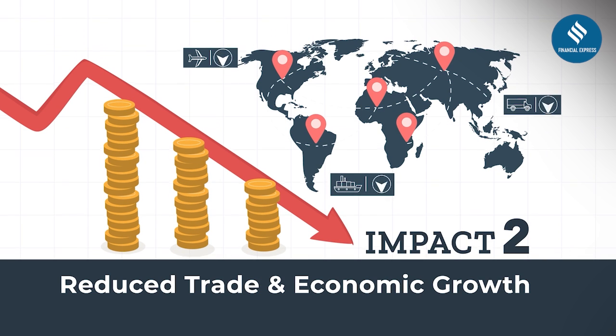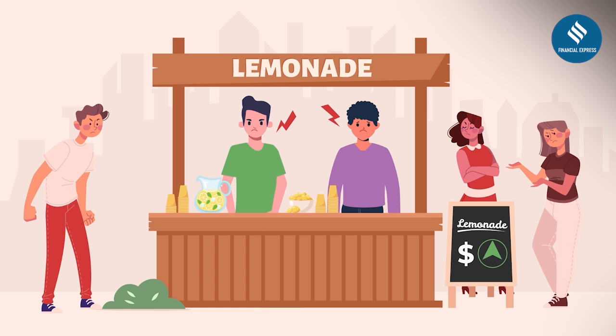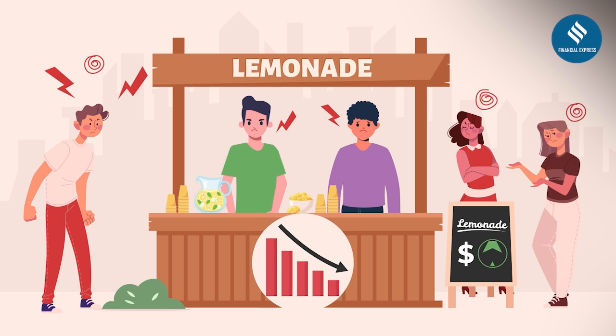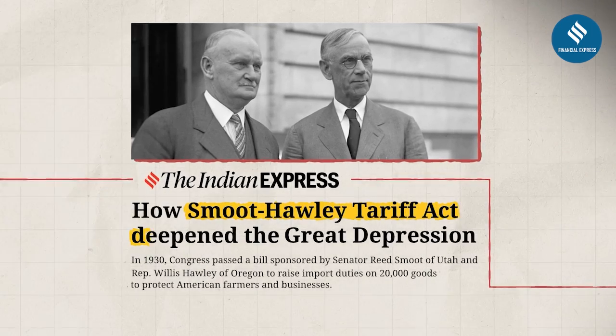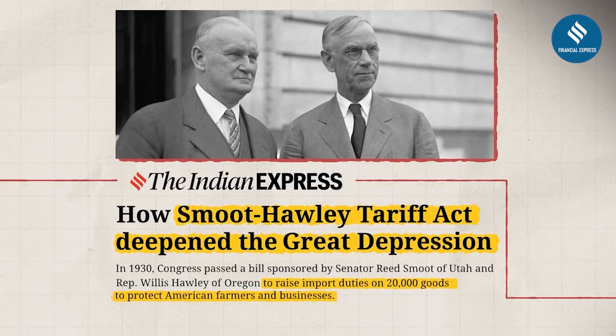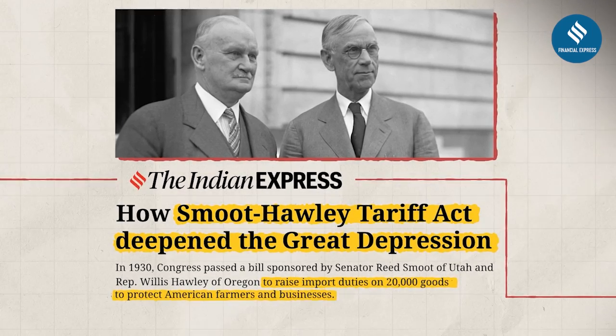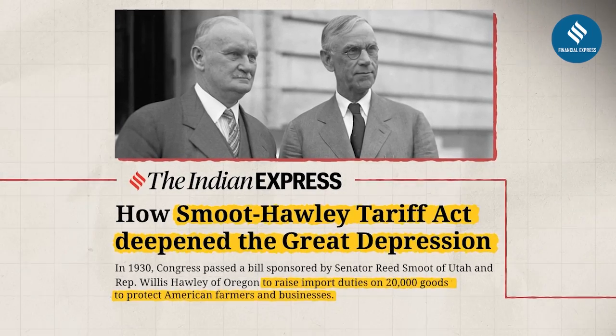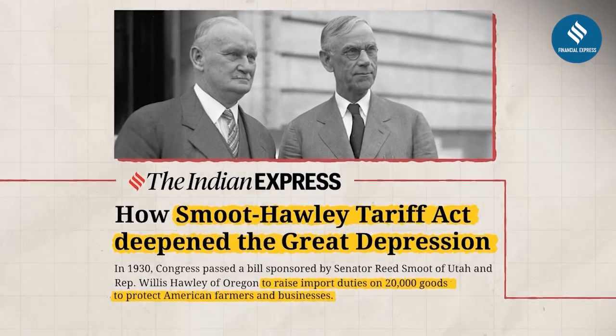Impact 2. Reduced trade and economic growth. If you and your friend keep raising prices, fewer kids will buy lemonade from you. This means less business for both of you. In 1930, the Smoot-Hawley Tariff Act raised tariffs on imported goods in the U.S., leading to retaliatory tariffs from other countries. This reduced international trade and worsened the Great Depression.